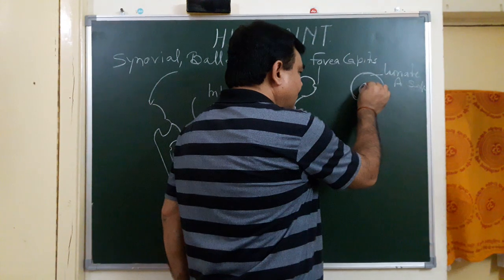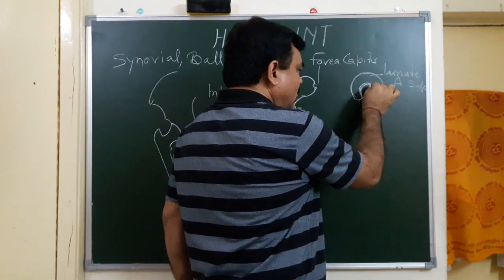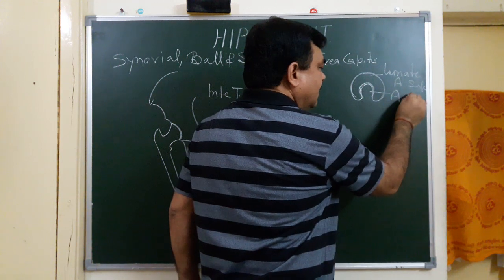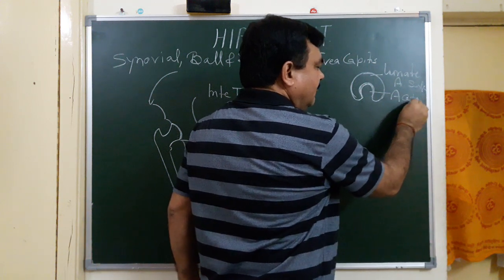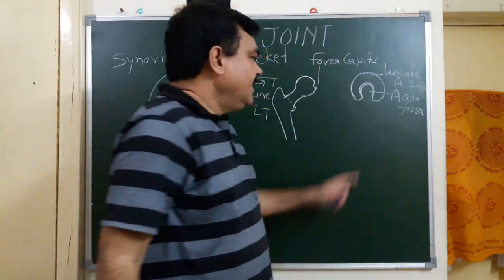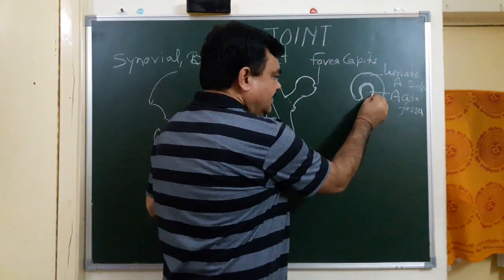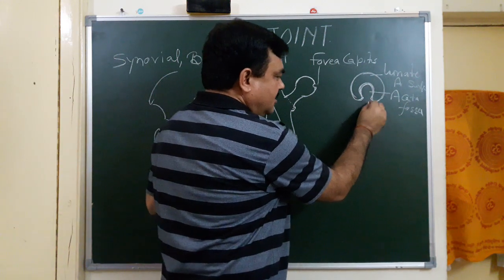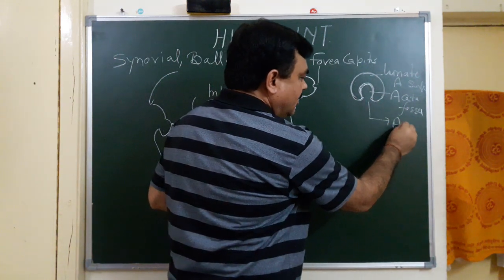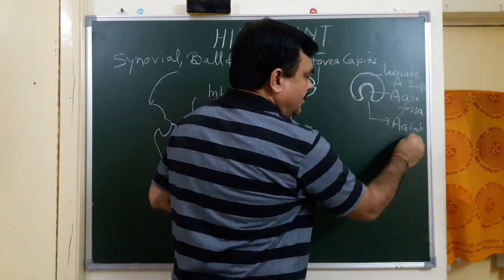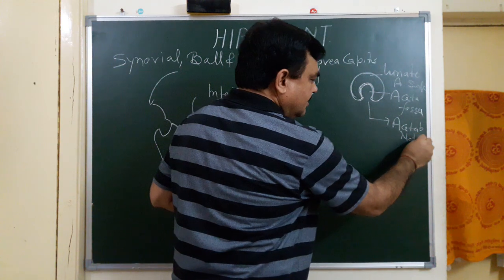And here is a fossa. This is known as the acetabular fossa. And here is a notch. This notch is known as the acetabular notch.